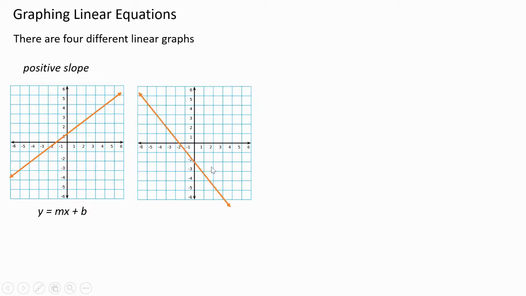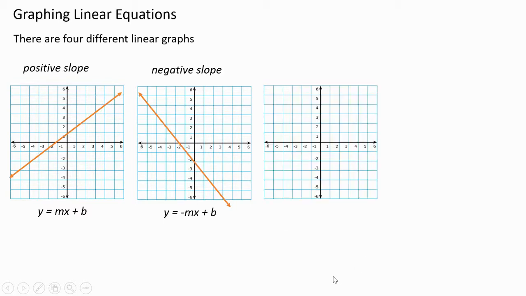This one is going down from left to right, so that means this is negative slope, which means the m is going to be negative. That's why this will be something in the form y equals negative mx plus b. But in this case, my b is also negative, right? But I'll get to that. I'll show you that later, because this is your b here, guys. That's your b, the y-intercept.